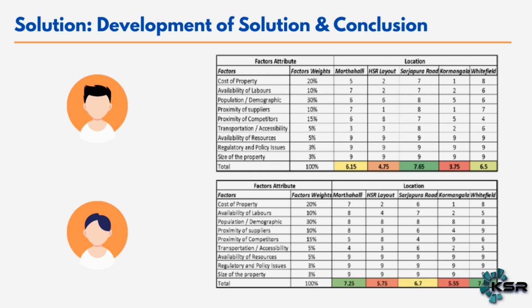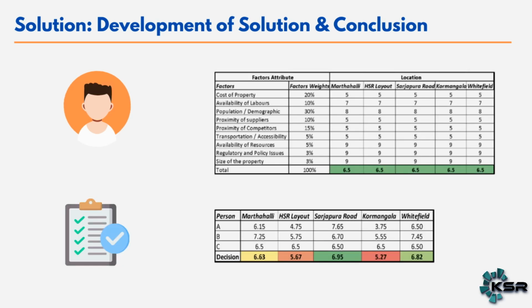Now we asked person C to rate his opinion across all the factors for all the locations. As per him, all the locations are very important for the business and strategically good, so he doesn't differentiate across any location and gives the same weight. So what does that result in? As per him all the locations are important and each carries the weight, and the result is around a 6.5 score for each location. Now we have the ratings from person A, person B and person C.